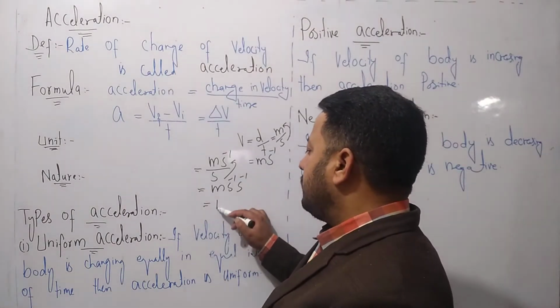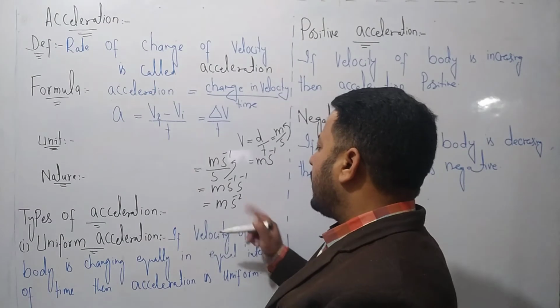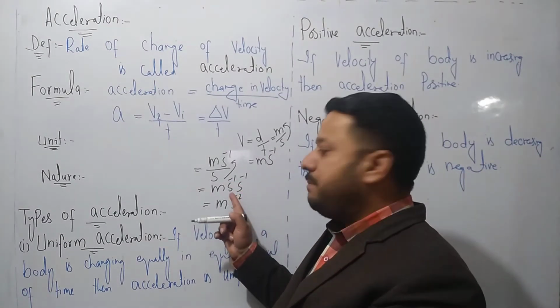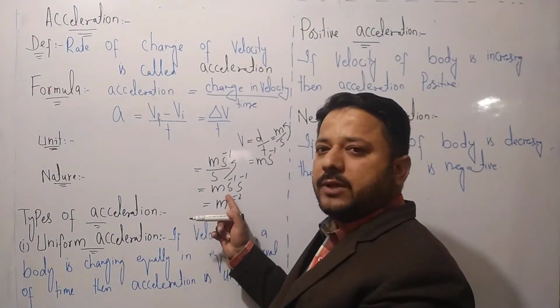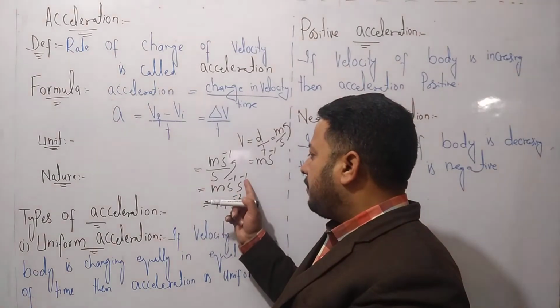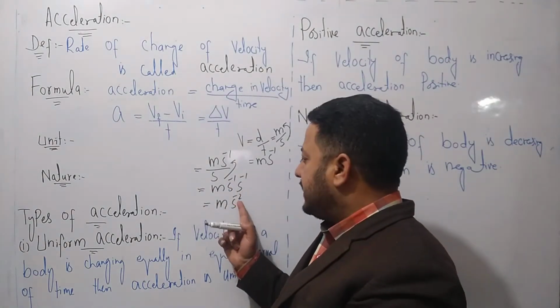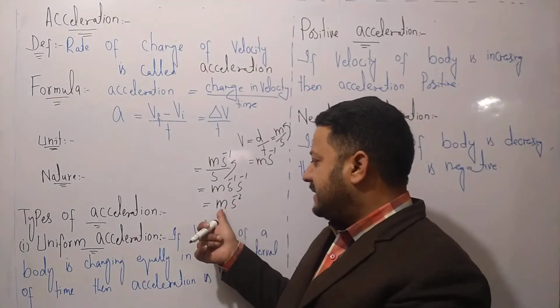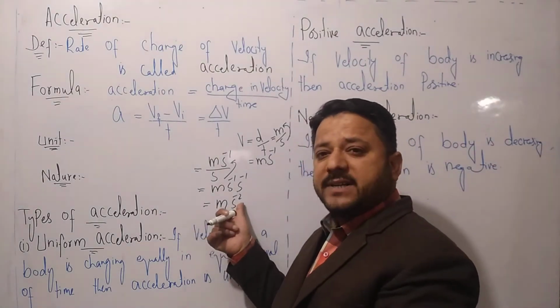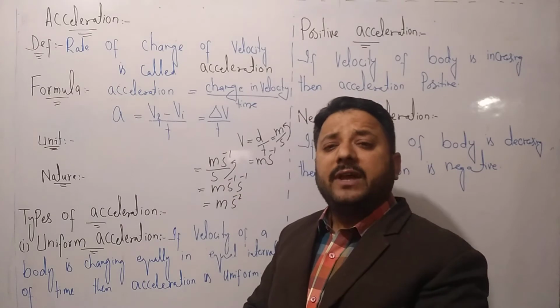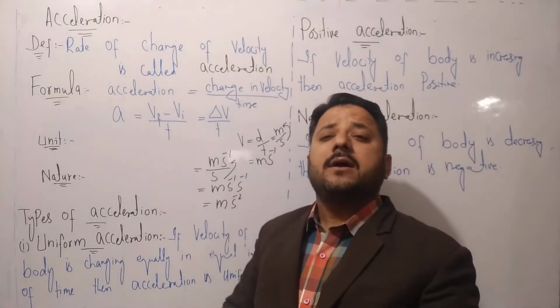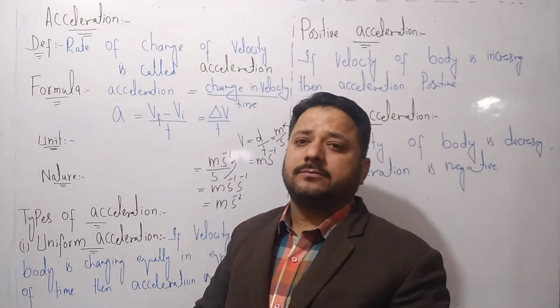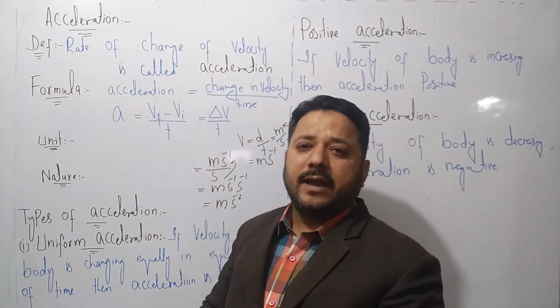Now it's equal to meter per second square. Why? Because whenever bases are the same, according to mathematics, their powers will be added up, and it is equal to minus 2. So this is called meter per second square, and we can also write it as meter per second per second. I think, students, it is clear.